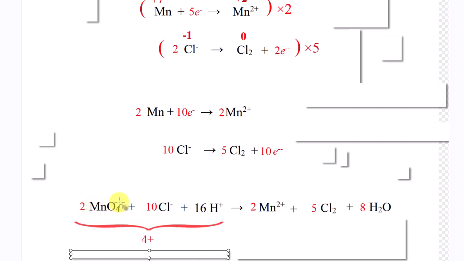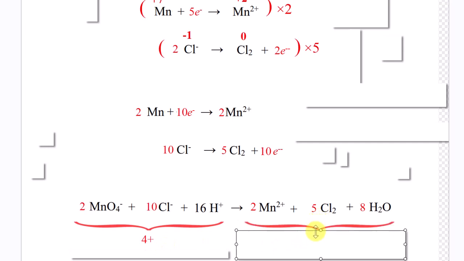Double check. 2 negative 1s. 10 more gives us a negative 12, but we have 16 H pluses here. So our total charge that we have of our reactants are going to be plus 4. Well, if we have a plus 4 here, that means we need to have a plus 4 here. 2 times plus 2, plus 4, no other charges. All is well with the world. You know you've done it right if the charges of the reactants equal the charges of the products. And we've got this right.